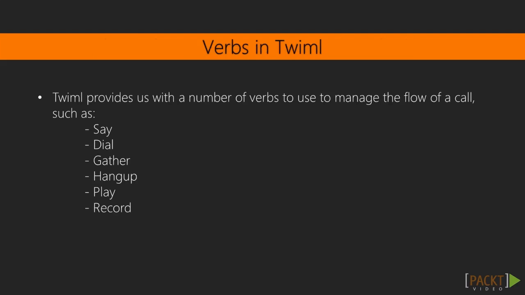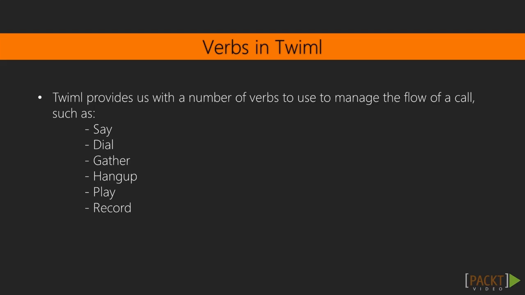TwiML provides us with a number of verbs to use to manage the flow of a call. Among other things, these verbs include say, which is text that Twilio should read to the user, dial, to call another user and add them to the current call, gather, to capture key presses from the user, hang up, to end the call, play, to play an audio file, and record, to record audio from the call.